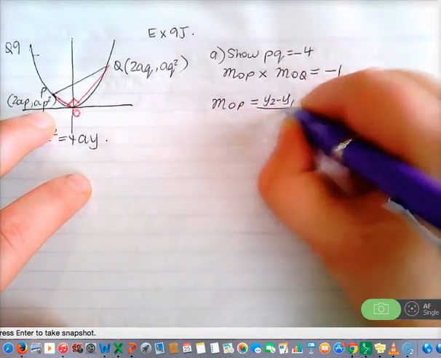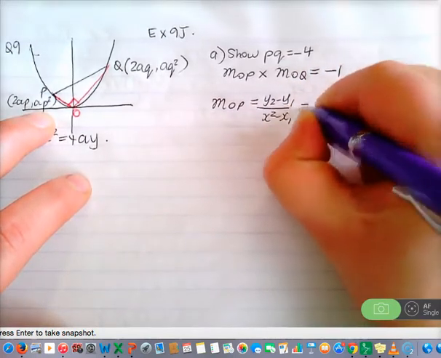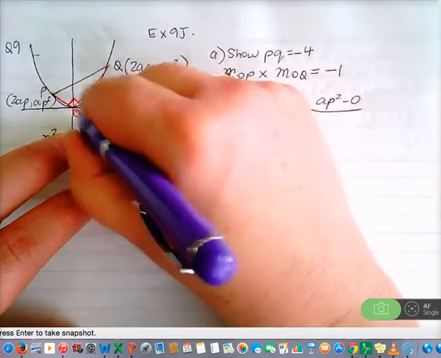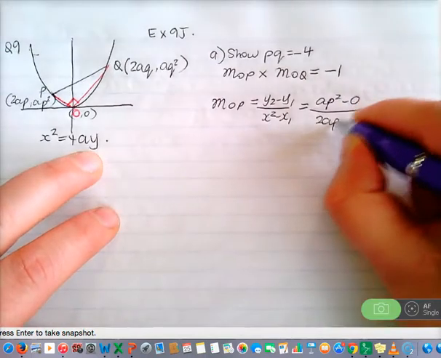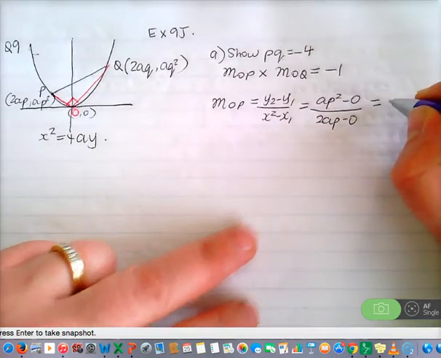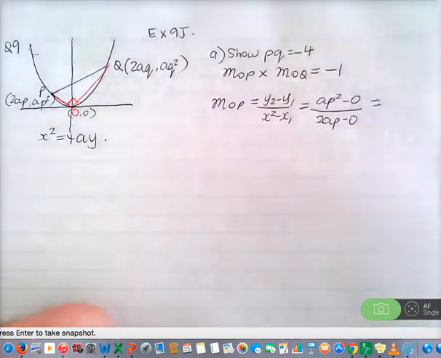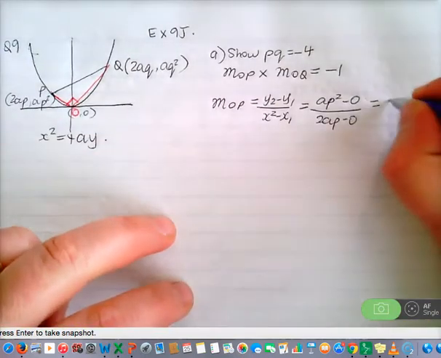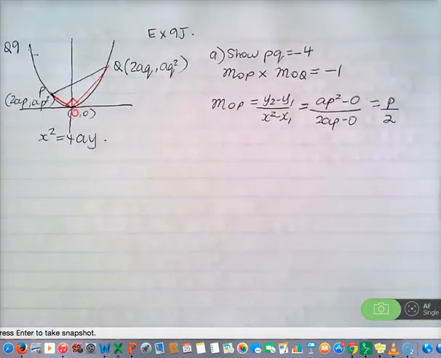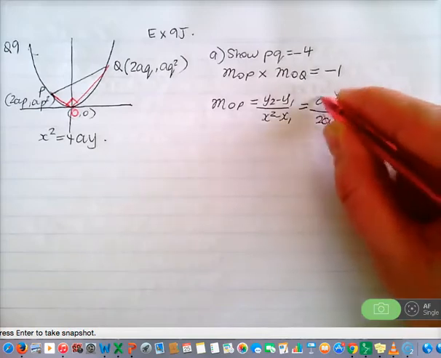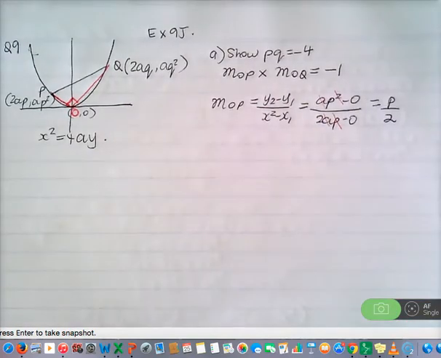y2 minus y1 over x2 minus x1, which is ap squared minus 0 over 2ap minus 0, because that's the point. Let's simplify it. ap squared on 2ap is what? If you forget the zeros, they're non-existent. One of the P's cancels and the A's cancel. You're left with p on 2.